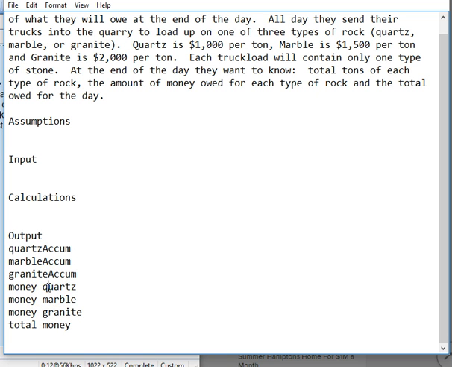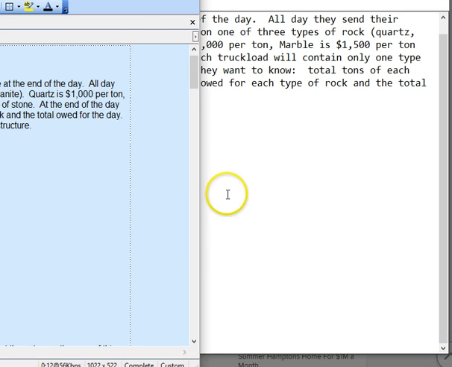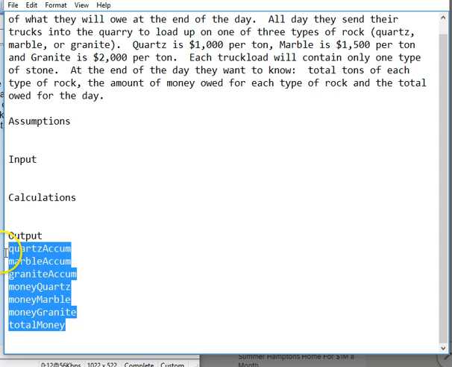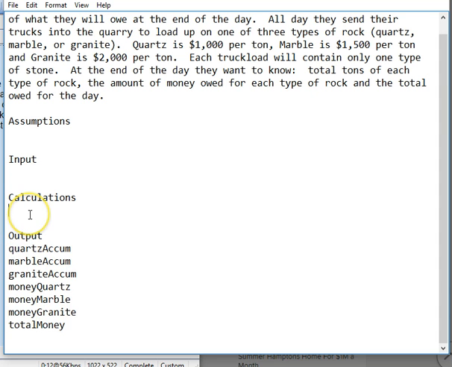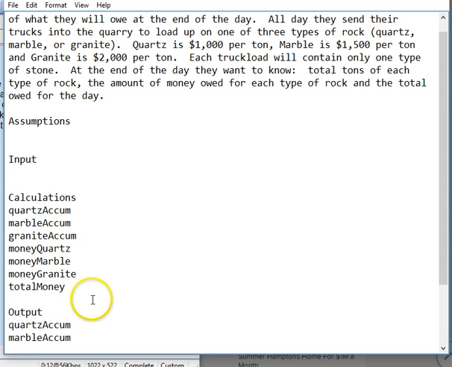Okay, so the next thing I'm going to do is camel each of these. Move down to marble, and money, granite, and total money. Okay, now that they're all cameled, I'm simply going to copy them where they need to be and paste them into the calculations. All right, and then now I'm just going to have to start from the bottom and work my way up.